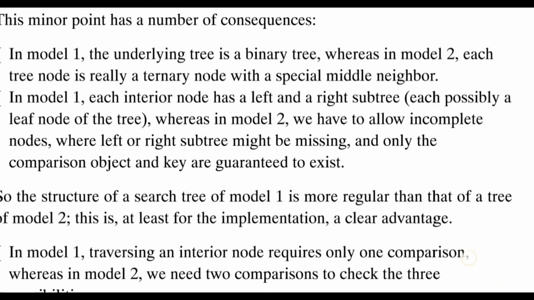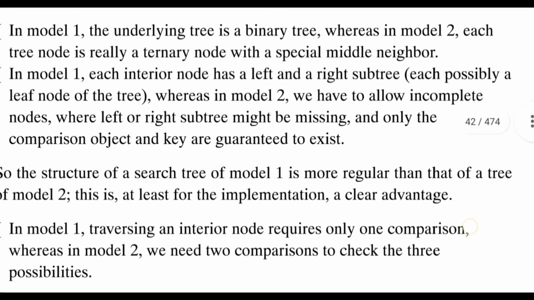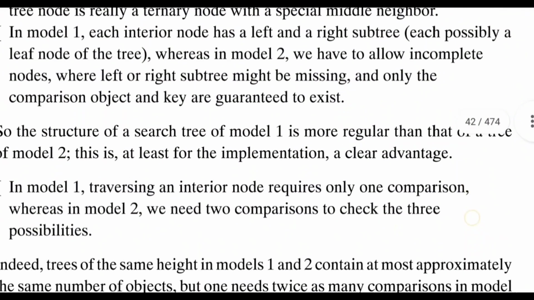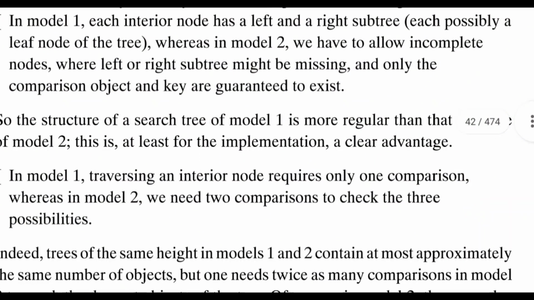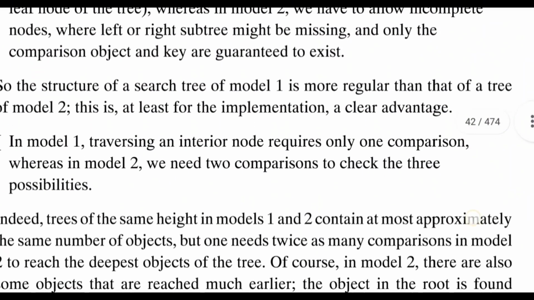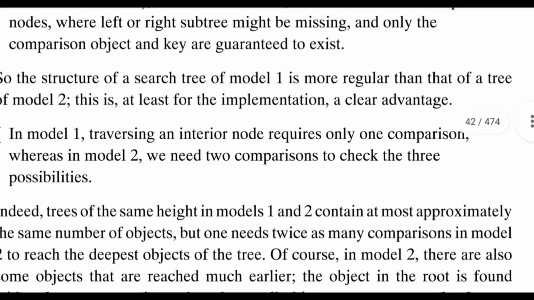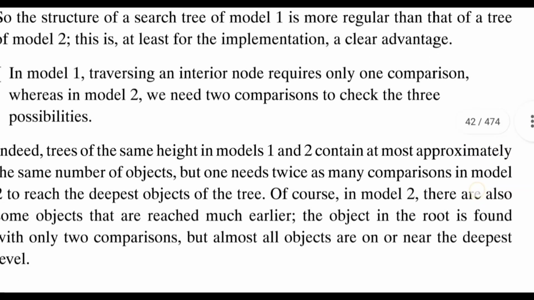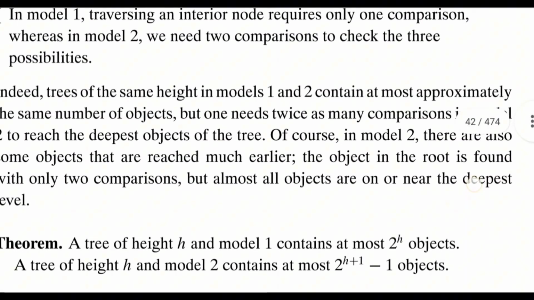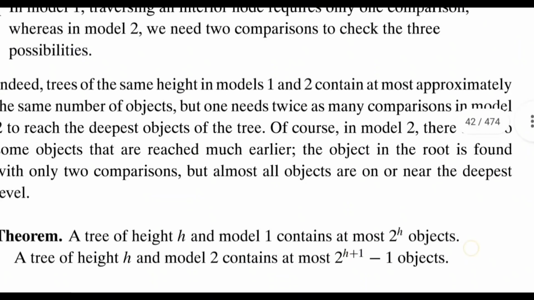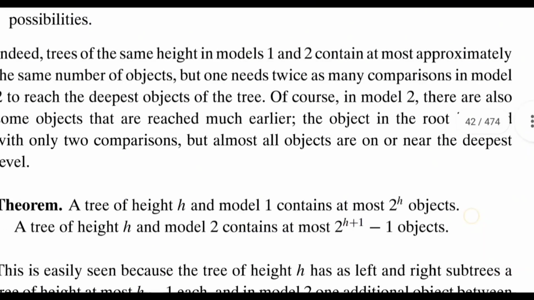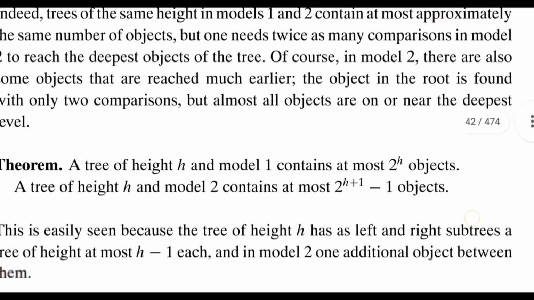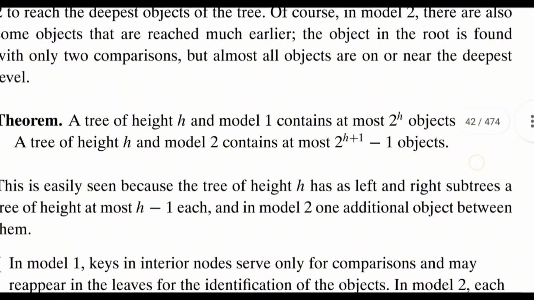In model 1, traversing an interior node requires only one comparison, whereas in model 2 we need two comparisons to check the possibilities. Here they are making a comparison between model 1 and model 2. They are telling that model 1 is easier than model 2. They are always choosing model 1 for solving a tree.